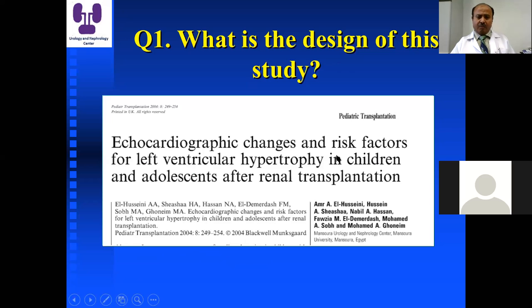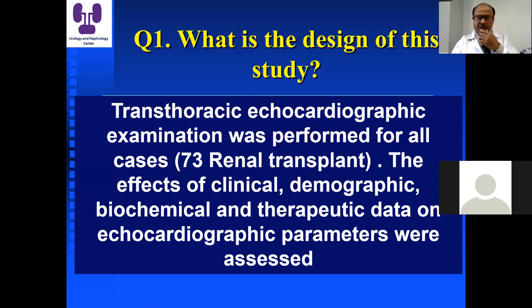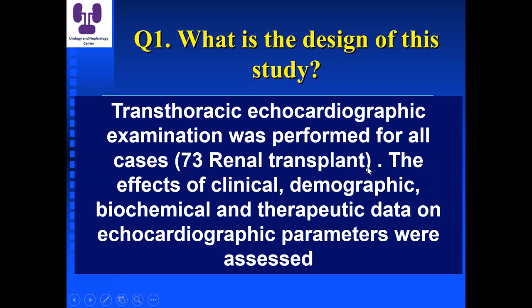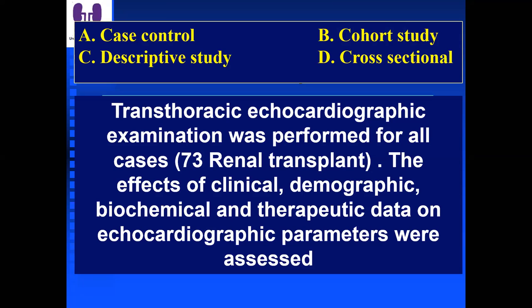Okay, this is one of our studies that was published many years ago. This is the patient's transthoracic echocardiographic examination. This ultrasound of the heart was performed for all cases. So we have 73 renal transplant recipients. The effects of clinical, demographic, biochemical, and therapeutic data on echocardiographic parameters were assessed. If this is the design, is it case control, cohort, cross-sectional, or descriptive study?